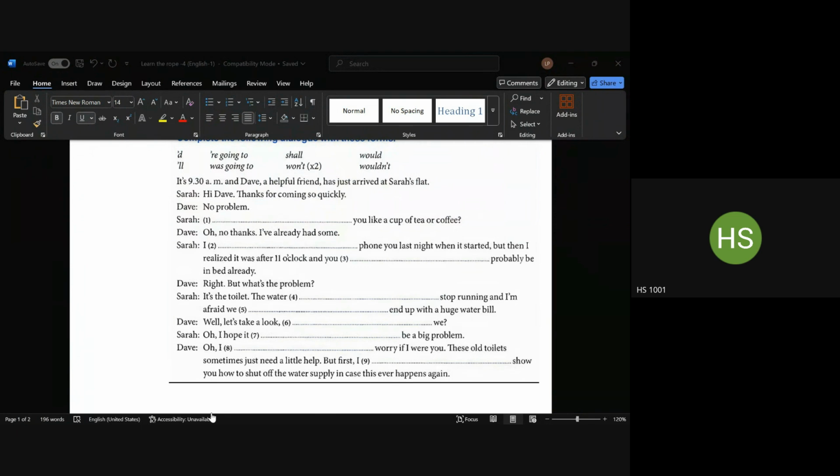So the first blank is won't, which means the water will not, right? Won't is basically the negative form of will, and the expansion is will not. The water will not stop running, and I am afraid we are going to end up with a huge water bill. So what kind of modality is this won't expressing here? We learned a few things about will. Does it fit any of these? Is it intent? Is it a promise? Is it a warning? A threat? What is it?